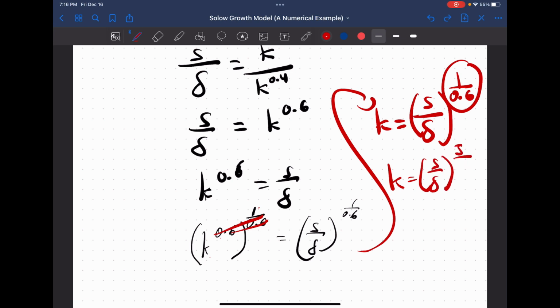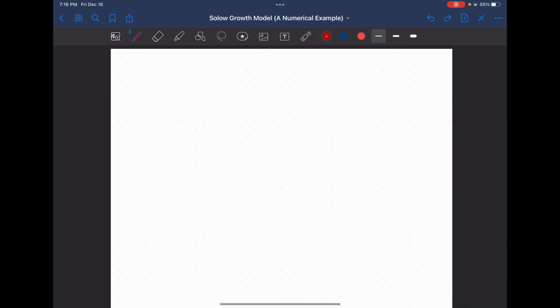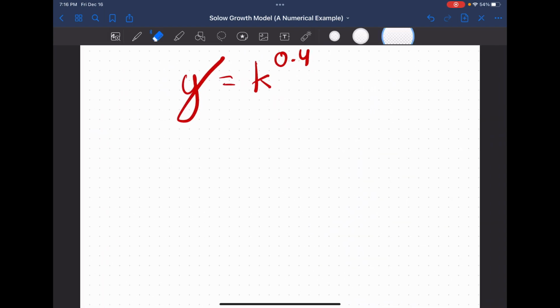So now we have derived our steady state capital per worker as a function of savings and depreciation. So that's one job done. If you don't understand it, repeat this. Now we want to find the steady state output per worker. So we know from the per worker production function that we have little y equals little k to the power of 0.4. Now, we have derived our k.